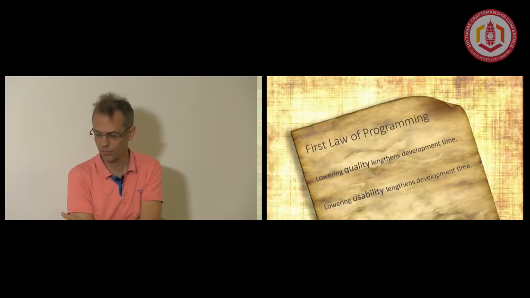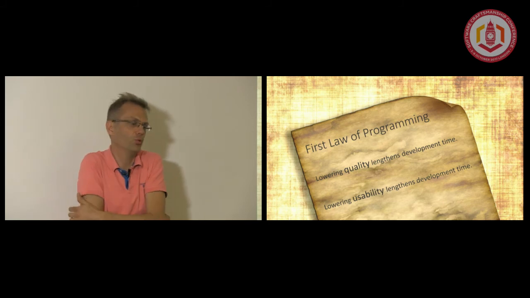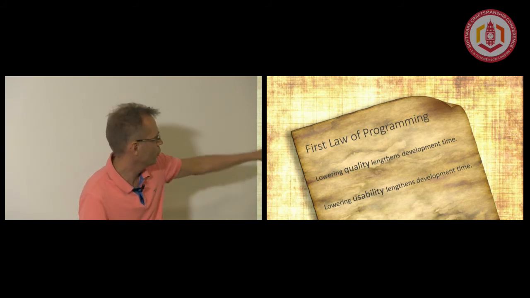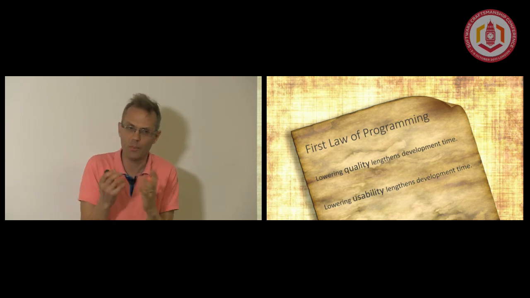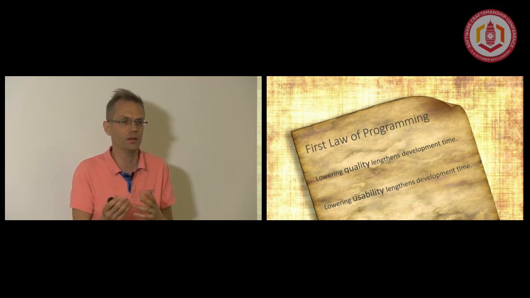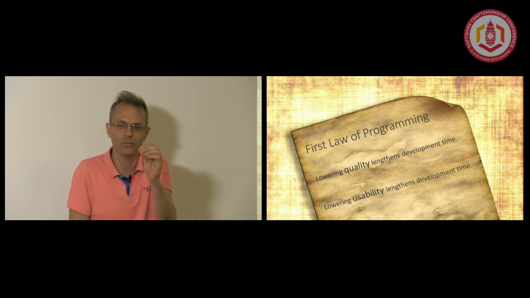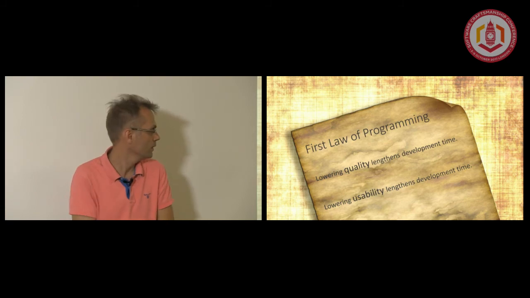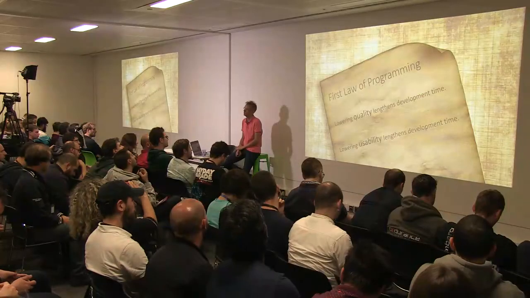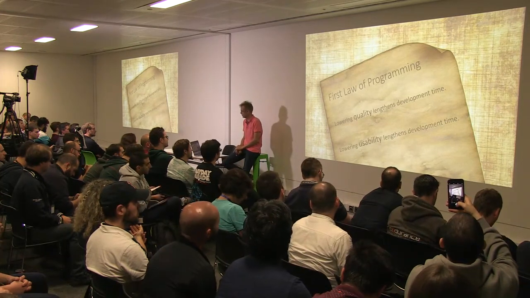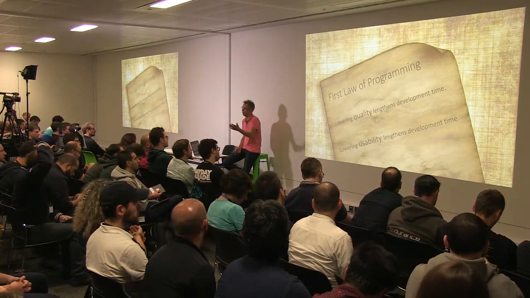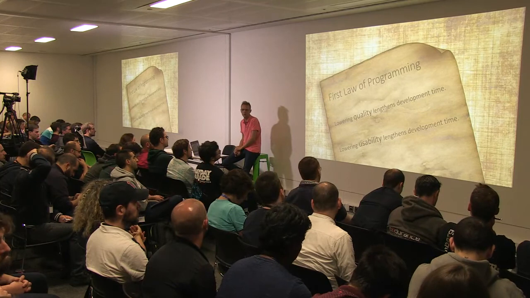I found this first law of programming: I don't know if it's proven, but lowering quality lengthens development time. But I'm not really happy with the name quality, because it's so vague and can be interpreted in so many ways, and you're not sure you're getting to the lean value of it. However, in usability, I think we're getting closer to the actual business value of what we're trying to do in the craftsmanship community.